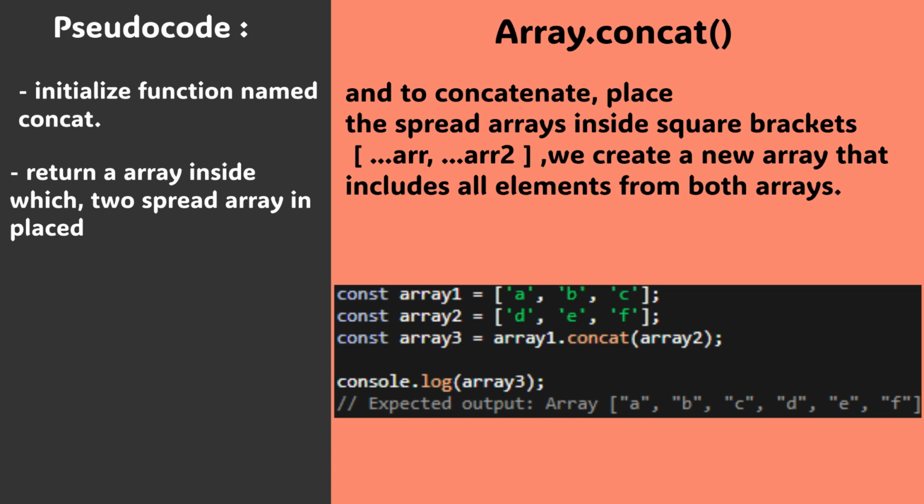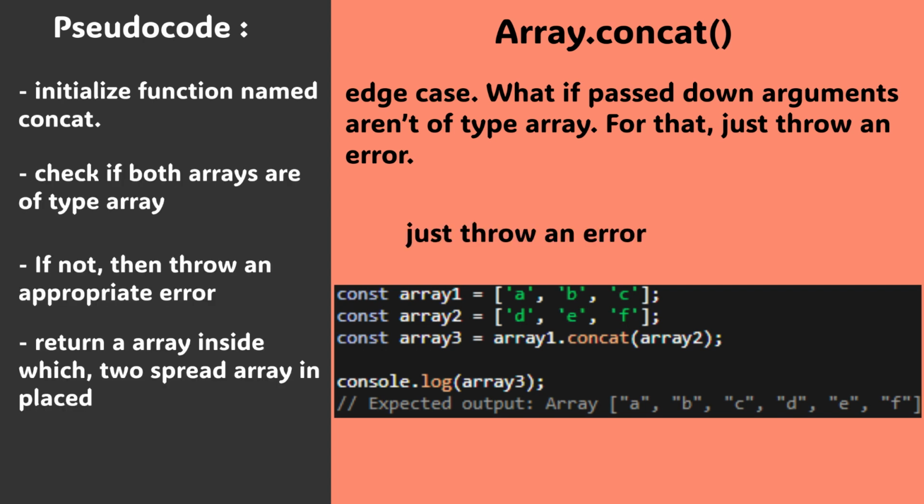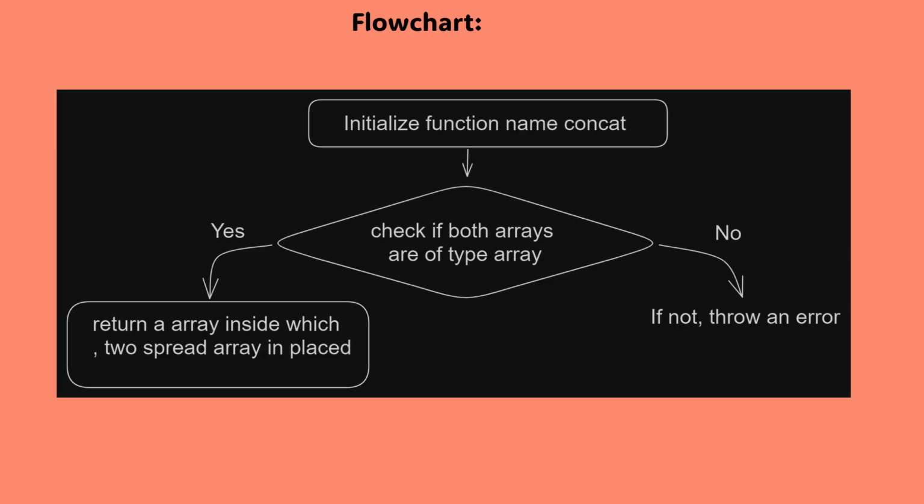Now, time for the annoying part, or for some or most, the fun part, edge cases. What if the passed arguments aren't of type array? For that, just throw an error. So, updating our algorithm, check if both arguments are of type array. If not, then throw an appropriate error like both arguments should be arrays. Here is a flowchart representation of our algorithm.